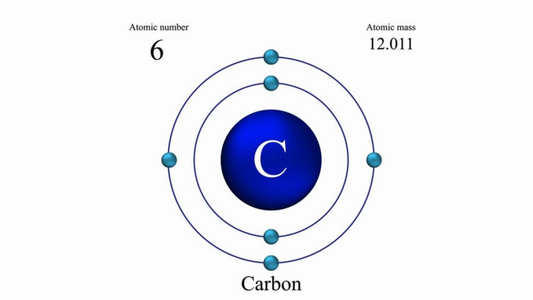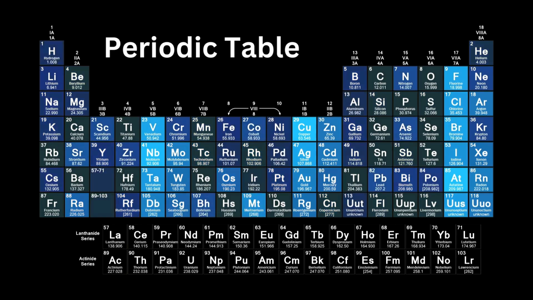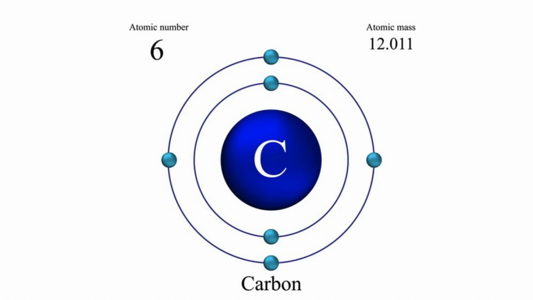The first shell contains 2 electrons and the second shell contains 4 electrons. So there are a total of 6 electrons revolving around the nucleus. But the second shell is not complete. Why? Because the second and third shells are supposed to have 8 electrons.